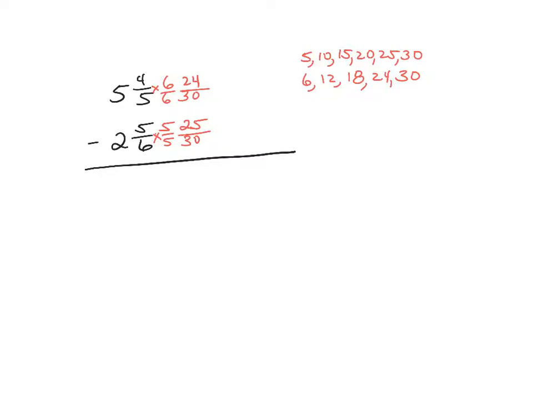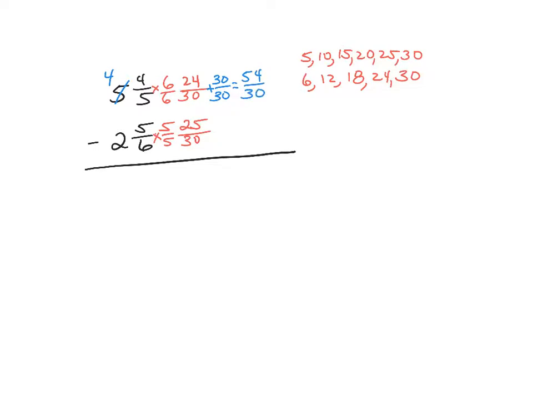I can't take 25/30ths away from 24/30ths. So I need to take 1 away from the 5 and make it a 4. And that 1 that I take away, I'm going to add to the 24/30ths. I'm going to this time say that 1 is the same as 30/30ths, and then add together 30 plus 24. 30 plus 24 gives me 54 thirtieths.